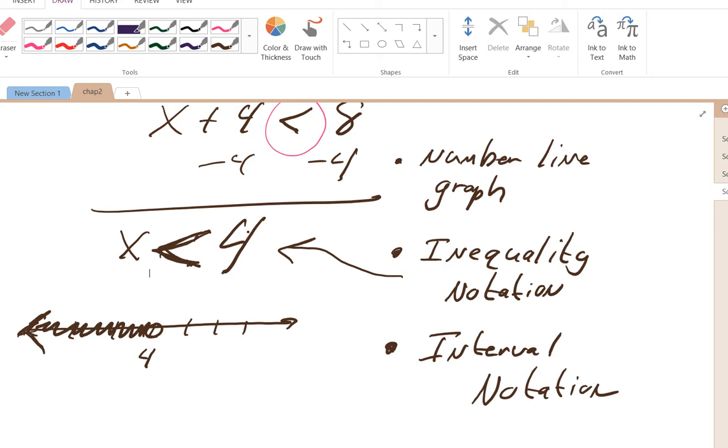Interval notation is a little bit more complicated, but yet it's used. And I know it comes in another class, but I can't remember if it's 65 or not. I just don't remember where it's at.